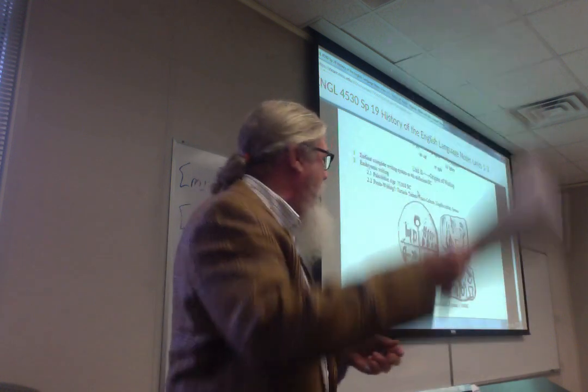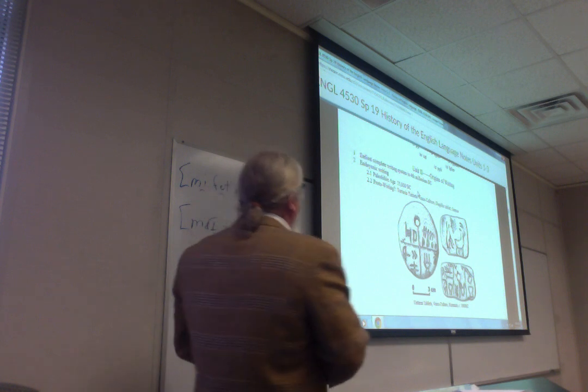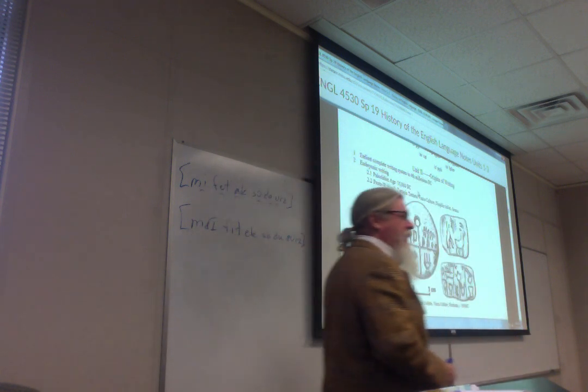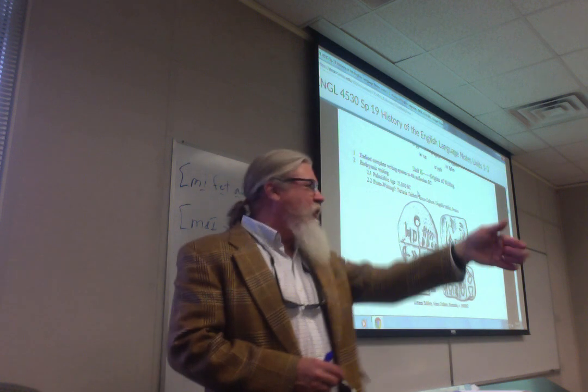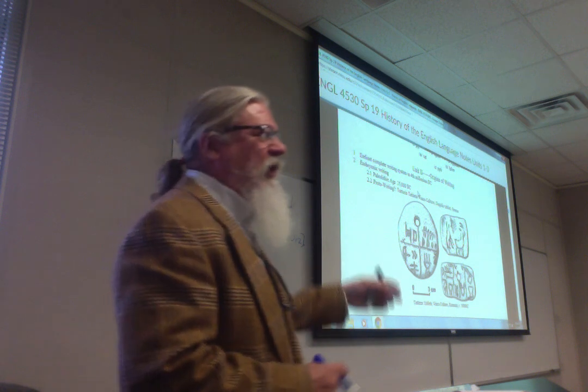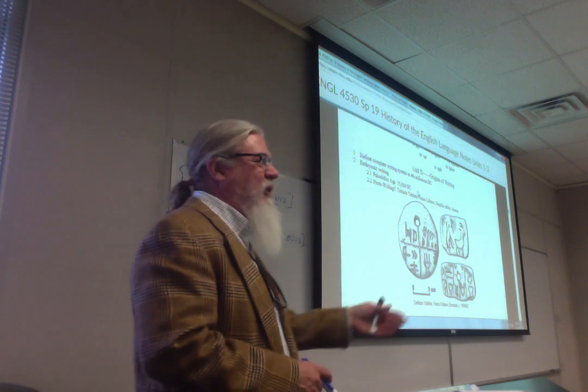And I've got the same exact notes here that you guys have up here. Earliest complete writing system, 4th millennium BC. That's 3 to 4,000 BC. Okay? Now I'm going to use BC all throughout. I'm not going to use BCE or CE.